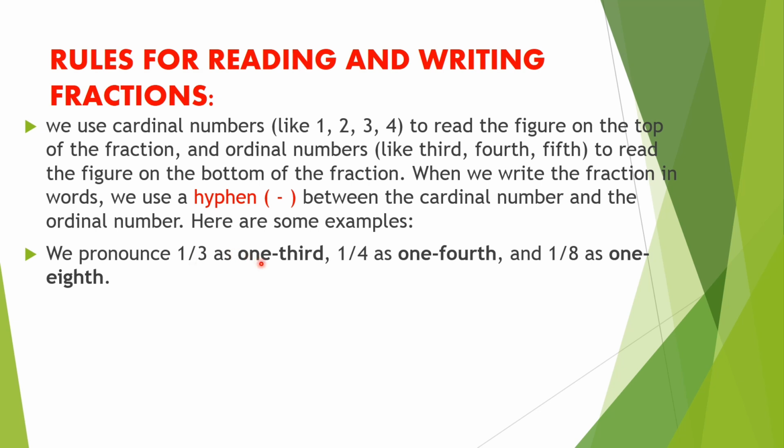And how do we write it? When we write, first the cardinal number, only 1, and then we put a hyphen, and then we write the ordinal number, third. One-third. Similarly, 1 upon 4 is read as one-fourth and is written as one-fourth with a hyphen between the cardinal and ordinal number.